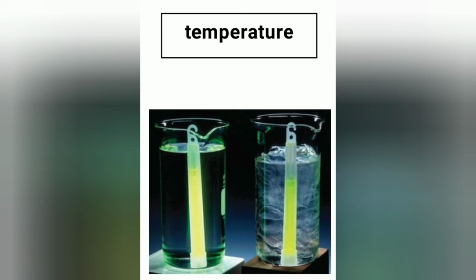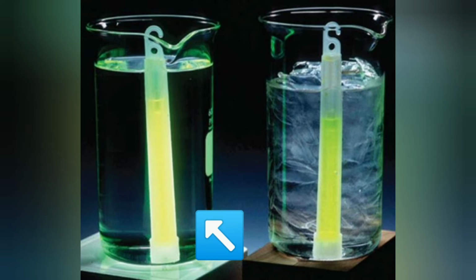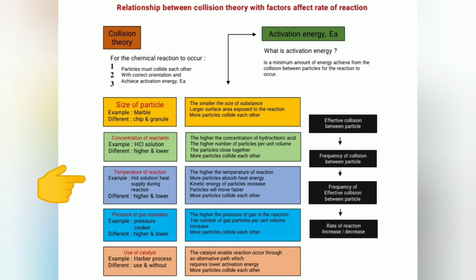The effect of temperature on the rate of reaction. An increase in temperature will cause the kinetic energy of the reacting particles to increase. The reacting particles move faster and collide more often with one another, hence the frequency of collision increases. The increase in kinetic energy causes more colliding particles to possess high energy that is enough to overcome the activation energy. The frequency of effective collision increases, and consequently a higher rate of reaction.